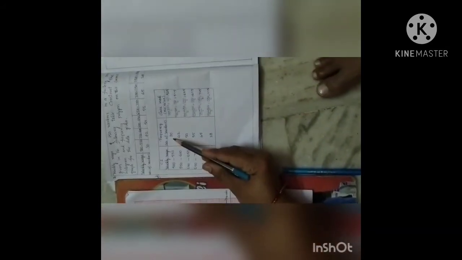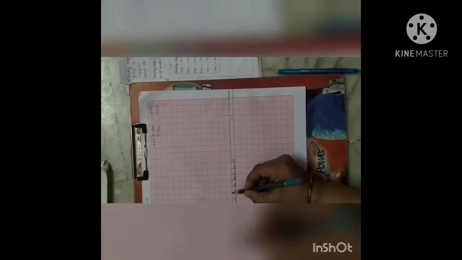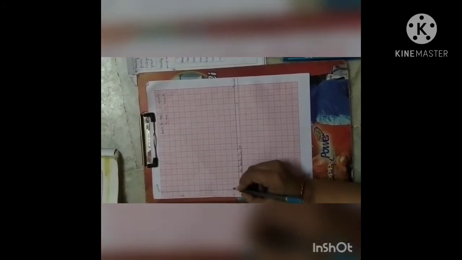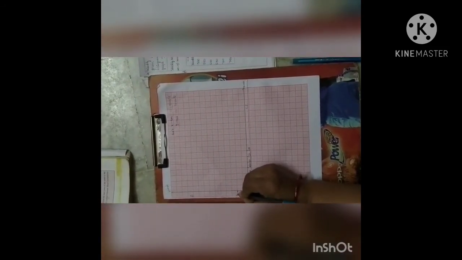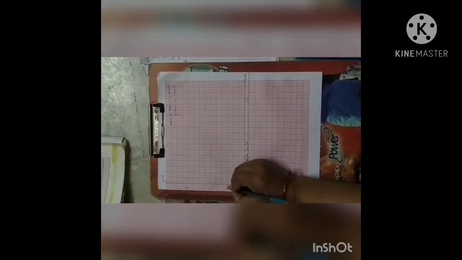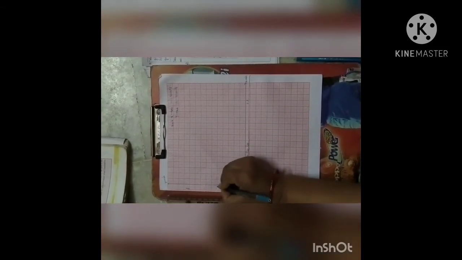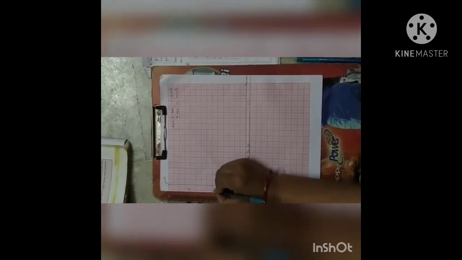Okay children, so here 500 to 550, the frequency is 30. So here take the x-axis, 500 to 550. On the y-axis, each and every line is 10 units: 10, 20, 30, 40, 50, 60, 70, 80, 90, up to 90 or 100.